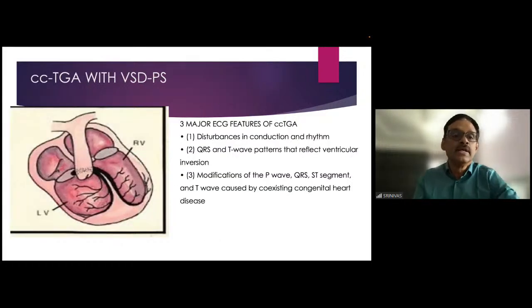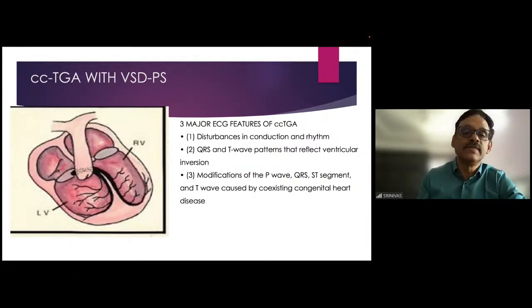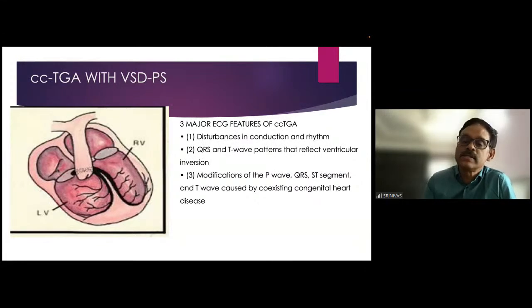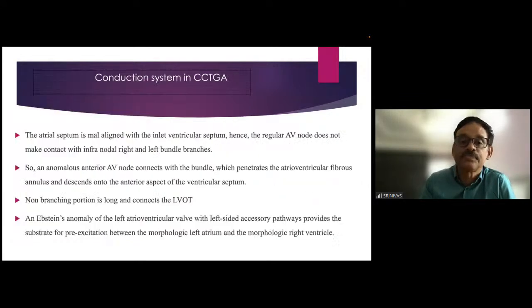Now, L-transposition or CCTGA with VSD-PS, where there is a double discordance. There are three major ECG features in CCTGA. One is that disturbances in conduction and rhythm are to be expected. Second, QRS and T wave patterns reflect the ventricular inversion. Third, modification of the P wave, QRS, ST segment and T wave are caused by coexisting congenital heart disease like large VSD, severe left AV valve regurgitation, or severe associated LVOT obstruction or PS here.